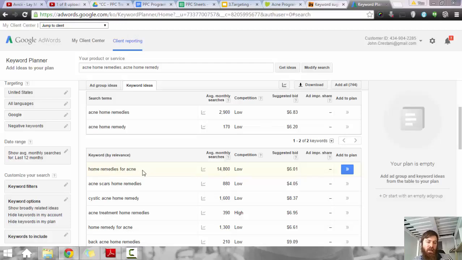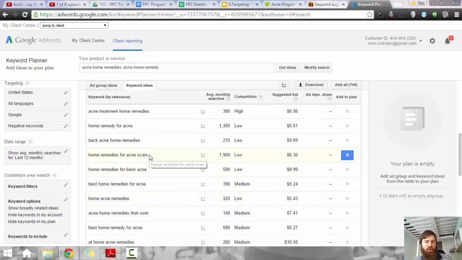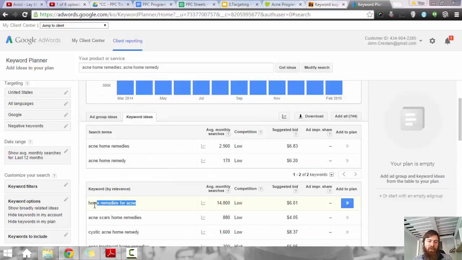Because what we're seeing is home remedies for acne, which is basically the same thing as this, is getting a ton of searches. Home remedies for acne. I think it's pretty good. Home remedies for acne scars. Best. So now we have to change this out as this has to be our root keyword now, because acne home remedies is the same three words. Acne, home, remedies.